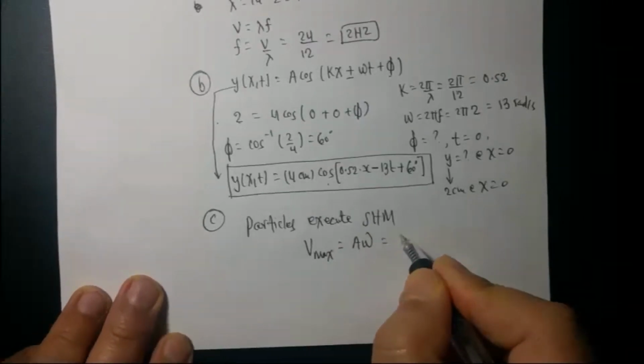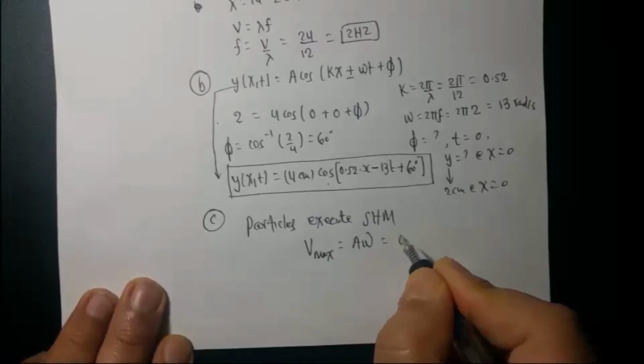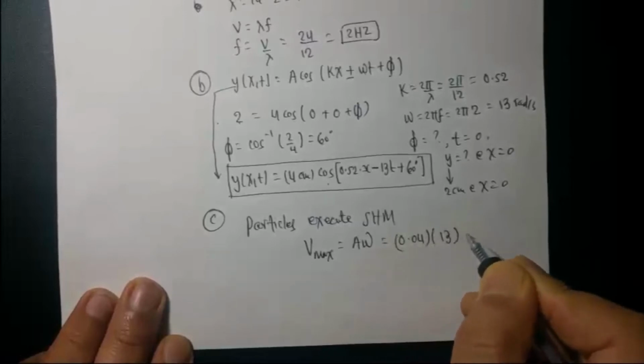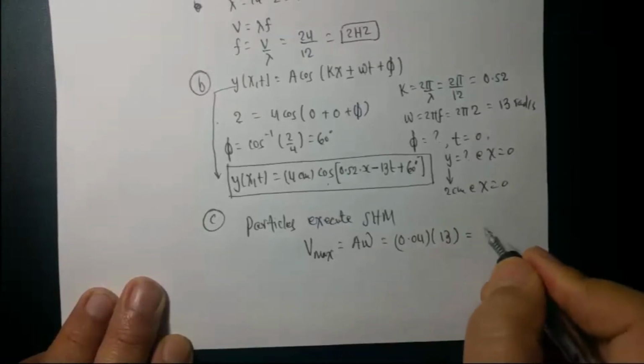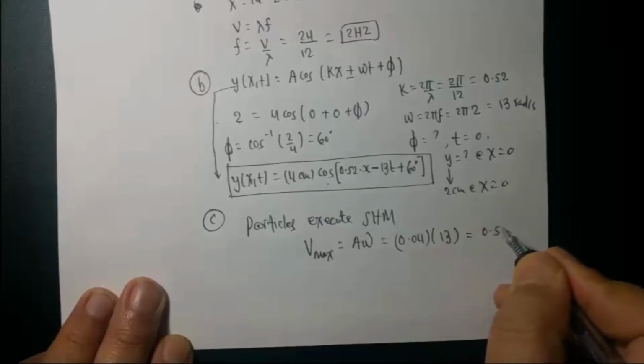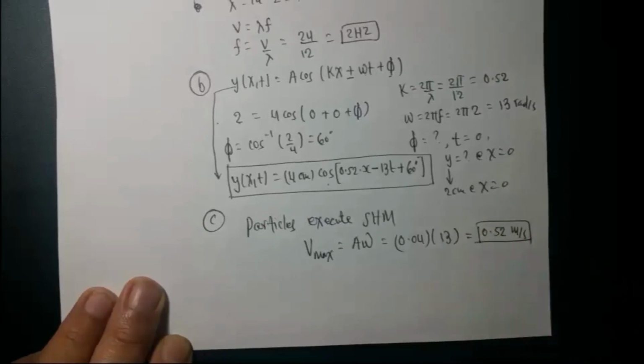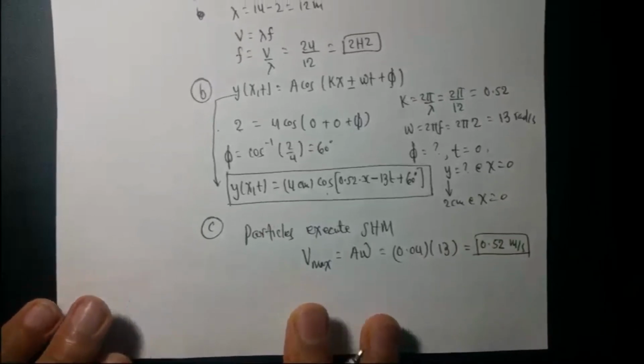So A is the amplitude, which is 4 centimeters, 0.04 meters. Omega is 13. All right, that's it. So the answer is in meters per second.